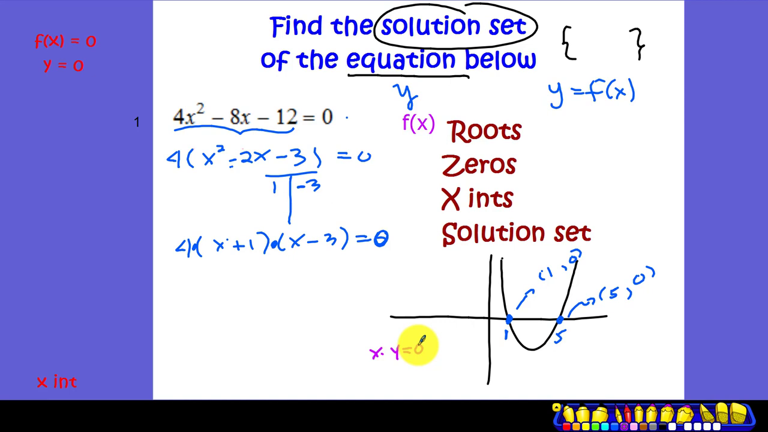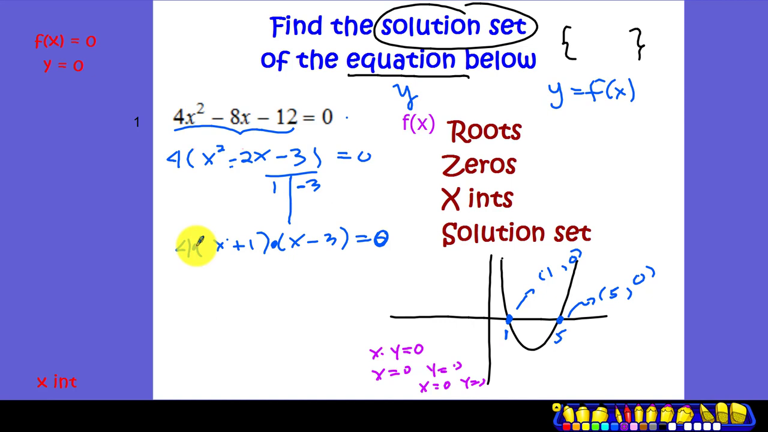If one of them is 0, correct. Or if both of them will be 0. That's the only possibilities, right? Either x is 0, or y is 0, or both equal to 0. Okay? Same thing here. So I have a product, 4 times x plus 1 times x minus 3.